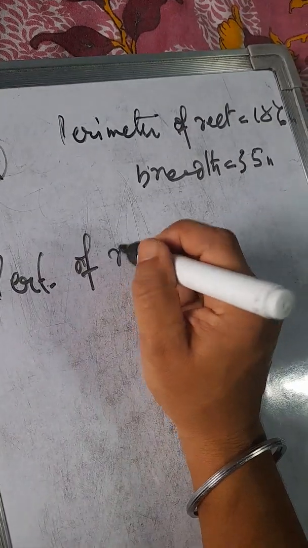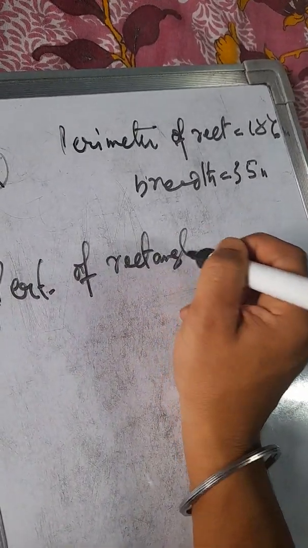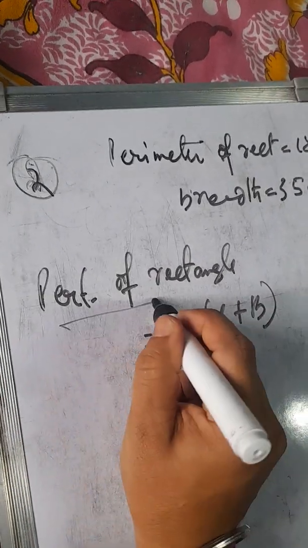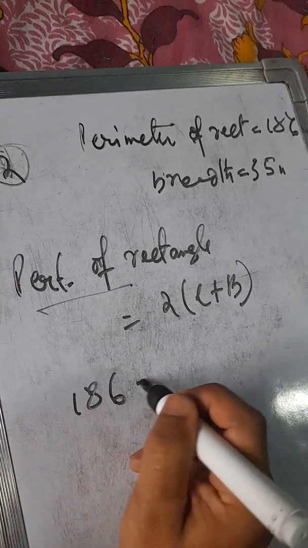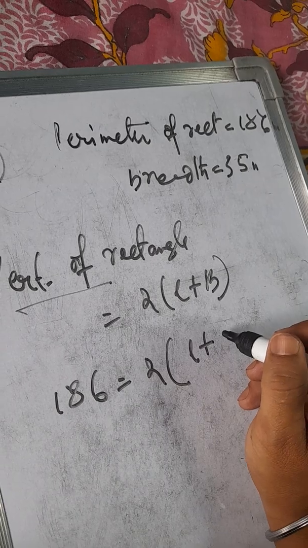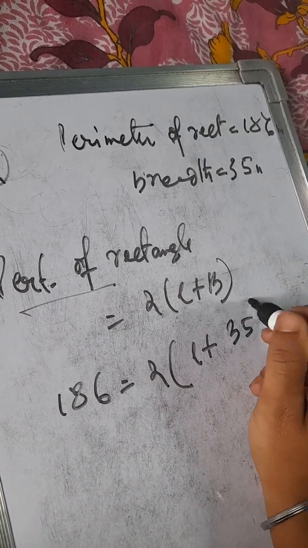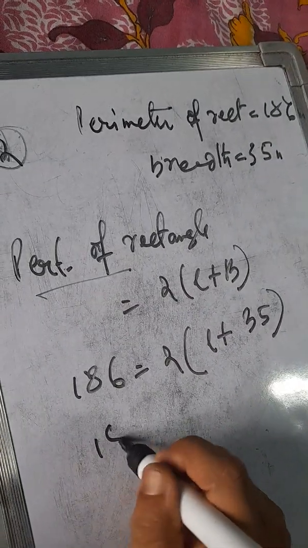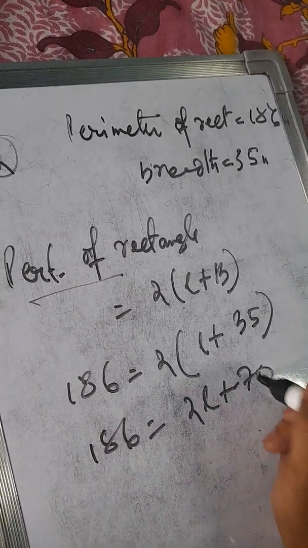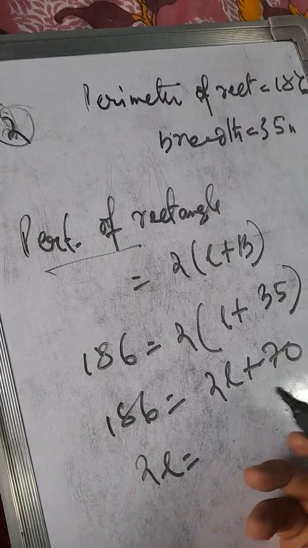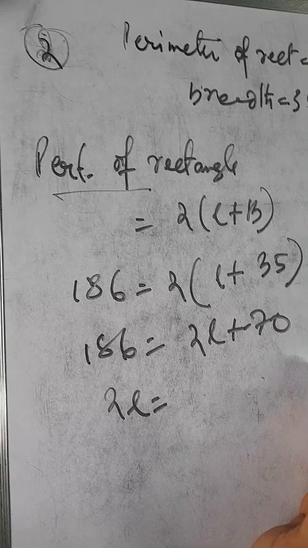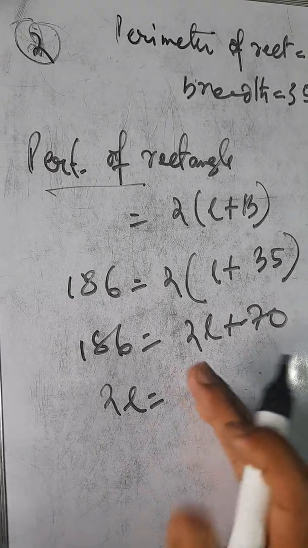So we know that the perimeter of a rectangle, I'll just write the short words, is 2 into length plus breadth. So as it is given, the perimeter of the rectangle is 186. Length we have to find, so we'll just keep it as usual. Breadth we write 35. So we have 186 equal to 2l plus 70. So 2l equal to, we'll just shift it, because we have to find the 2l, right? The value which we have to take out, we have to write on the left side.